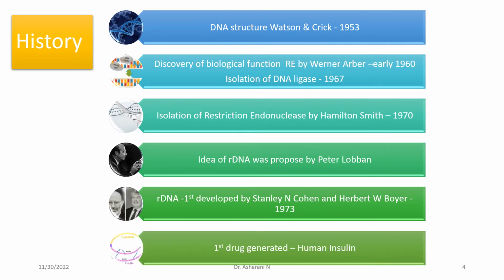And in 1978, the first product of this rDNA, the first drug generated, was human insulin. It was generated by David Goeddel and colleagues in 1978, but it became available for marketing in 1982, when the FDA gave approval. So this is a brief history of this molecular biology concept, from the structure of DNA to generating a product, that is a protein, by rDNA technology.